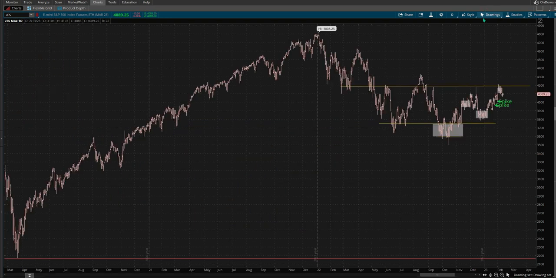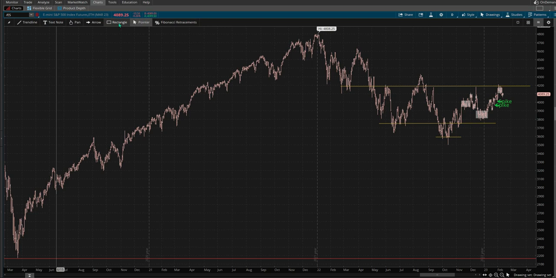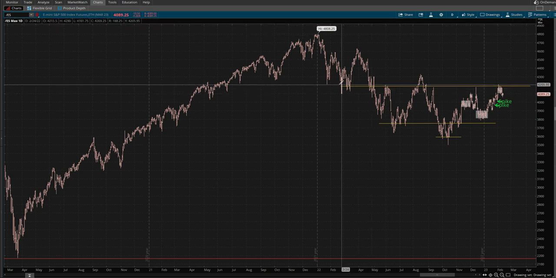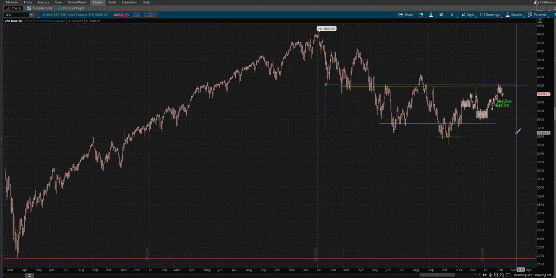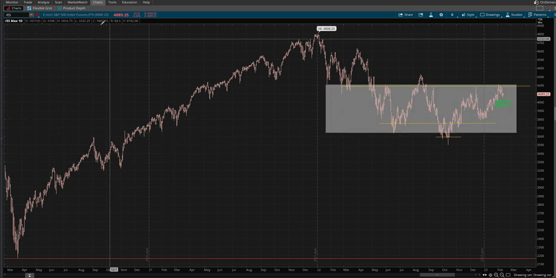Okay, so here's a longer time frame. And you can almost say that, so you get rid of that one there. In the long time frame, this thing has developed a balance area, a big balance area right there.